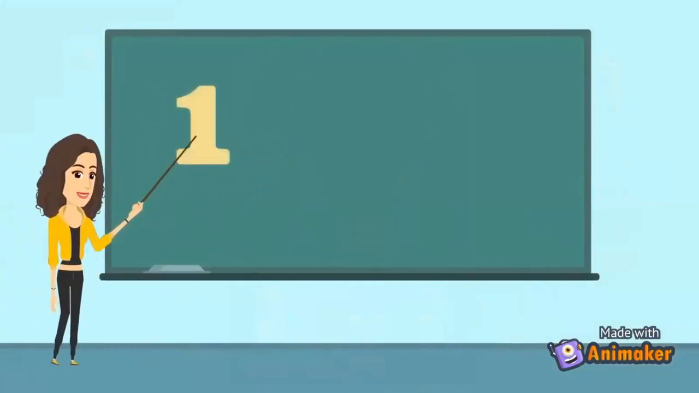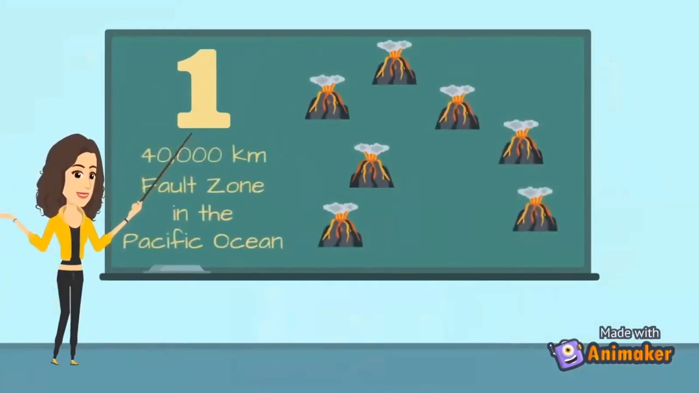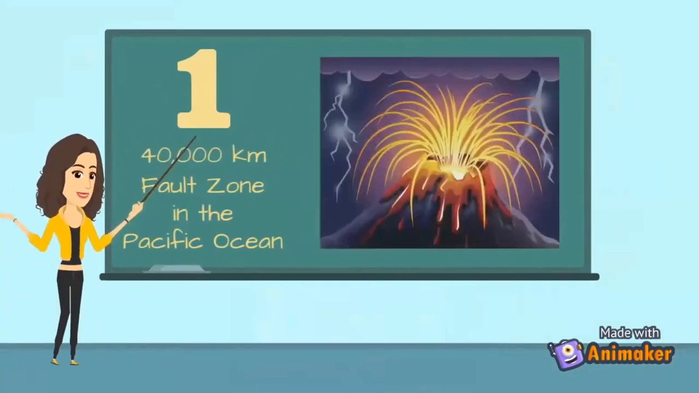First, the Philippines is situated within the Pacific Ring of Fire, a 40,000-kilometer-long U-shaped fault zone in the Pacific Ocean, making us vulnerable to earthquakes and volcanic eruptions.